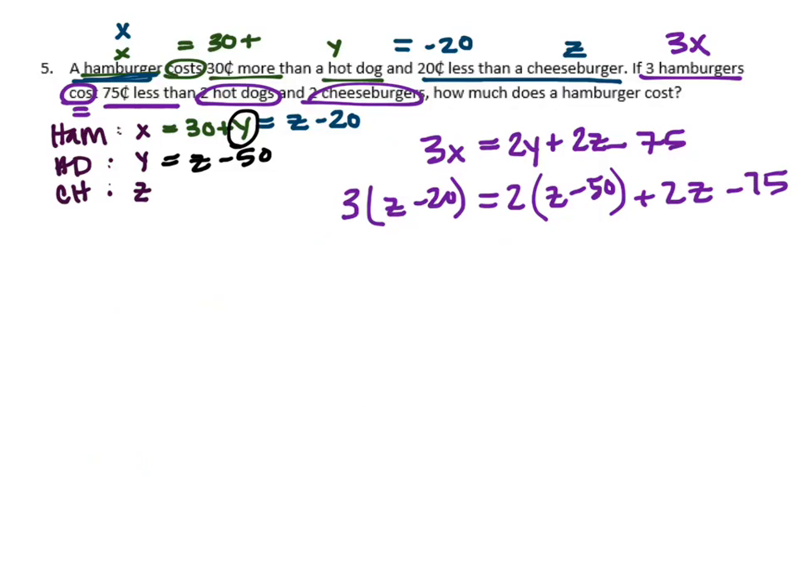Make sure you distribute when you need. Simplify to make each side as easy as possible to work with before you start moving terms from one side to the other. Remember, our answer here is in cents. So if you get something over 100 cents, you're going to recognize that it's $1 and that many cents, right? So double check what you've got going on, and good luck.